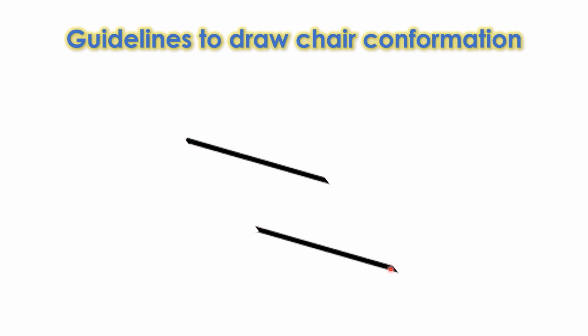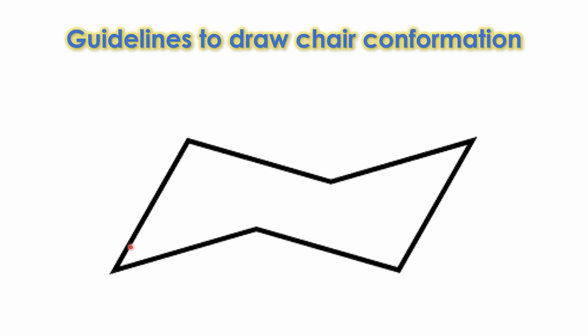At the corners, four carbon atoms will lie in one plane. Now you just need to join them. That will create a carbon which is above the plane. On the opposite side, if you join them, it will create a carbon which is below the plane.